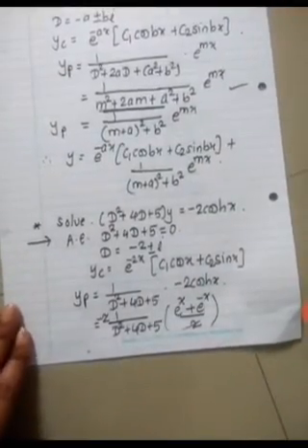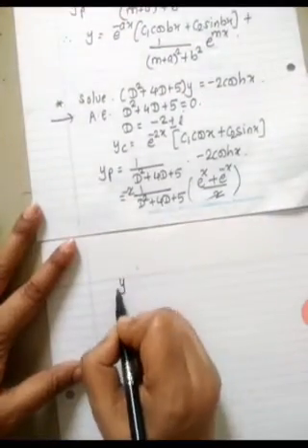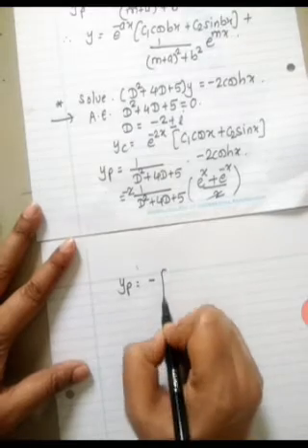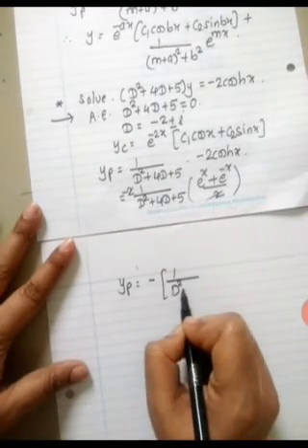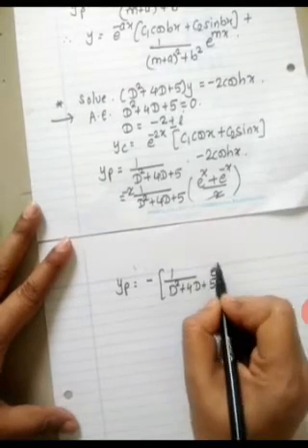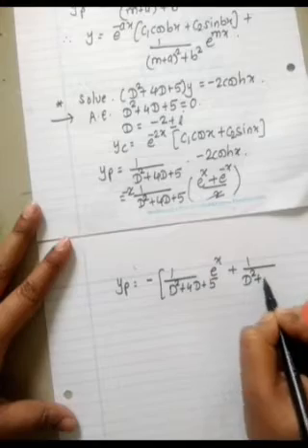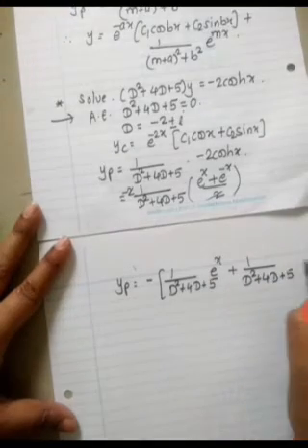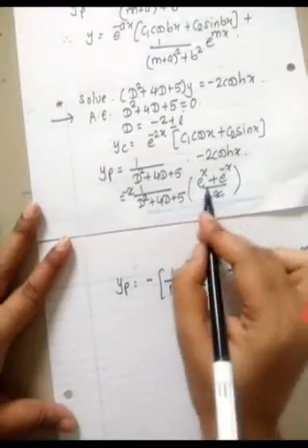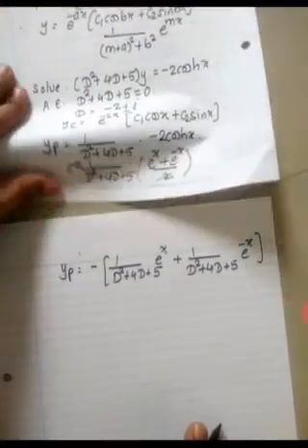So that we'll get yp equal to minus sign out, 1 upon D square plus 4D plus 5 e raised to x, plus 1 upon D square plus 4D plus 5 into e raised to minus x. Separated, as there is addition, we can separate it.